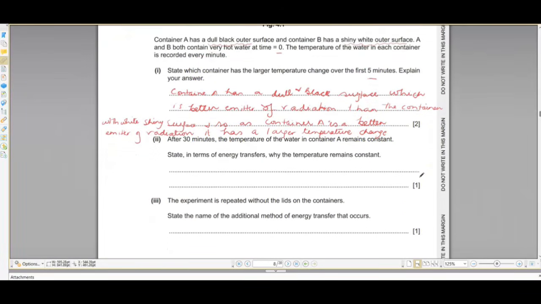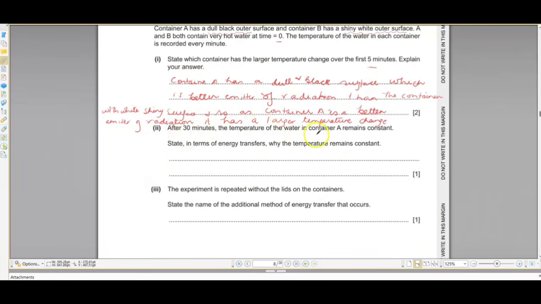Okay, part 2 states that after 30 minutes the temperature of the water in container A remains constant. State in terms of energy transfer why the temperature remains constant. Why is the temperature in A constant after 30 minutes? It is due to the fact that the rate of energy loss from the water to the surrounding is equal to the rate of energy gain from the surrounding to the water. That is why the temperature of the water in container A remains constant after 30 minutes. Because it has given whatever heat it had to give off, and now the outer temperature and the water inside are both at the same temperature.